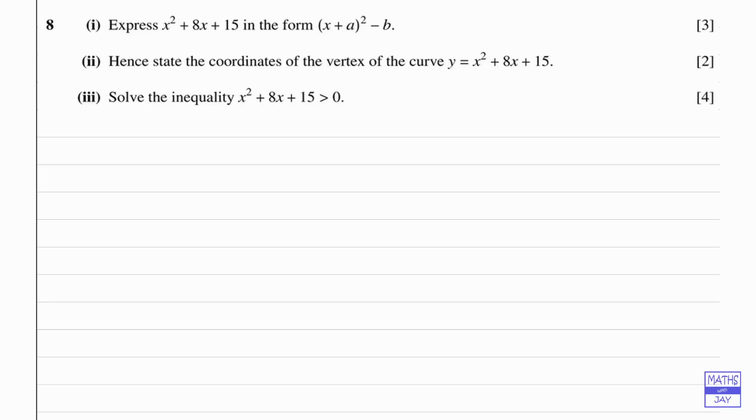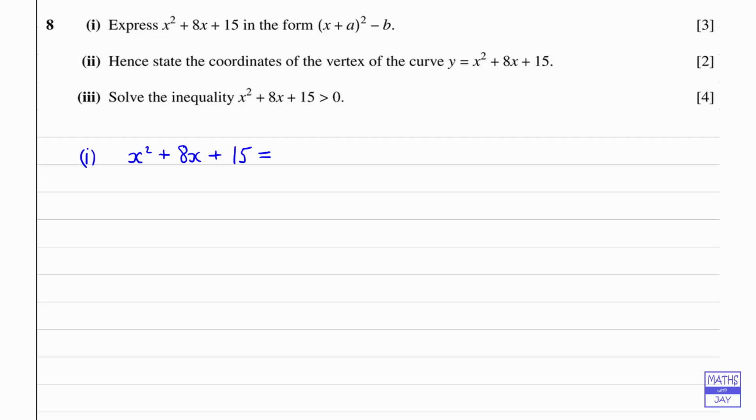In this video we're going to just look at the first two parts of this question and then we'll look at the third part in the next video. So here we're concentrating on finding how to express a quadratic expression in completed square form, and then we'll go on and use that result to find the coordinates of the vertex of the curve. So let's start with part one.